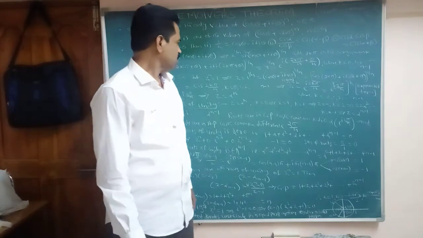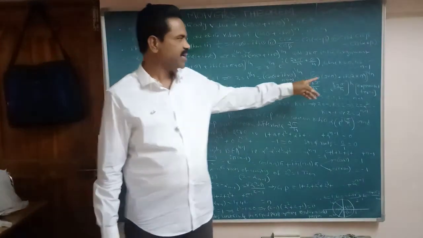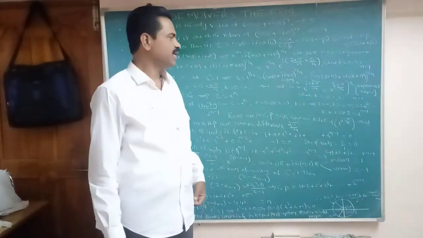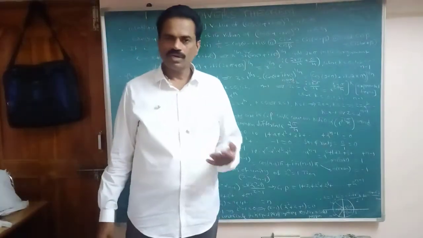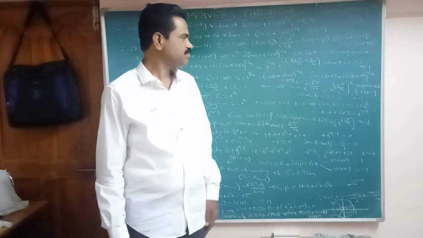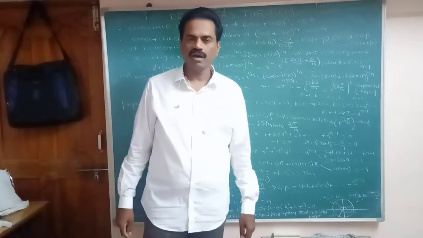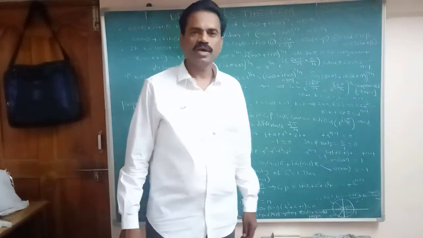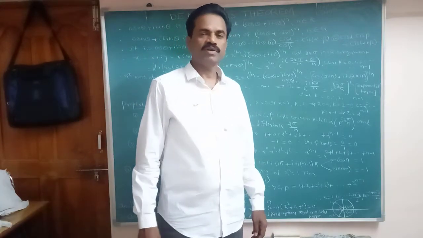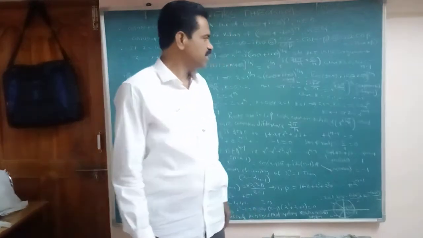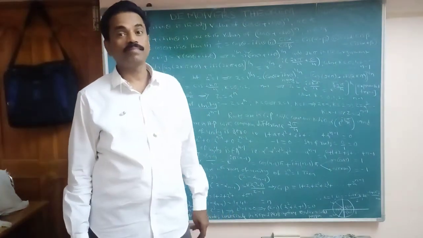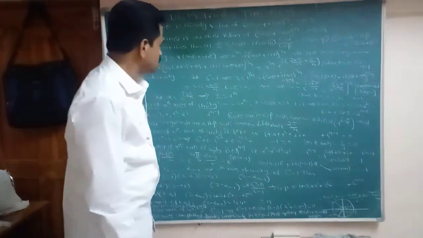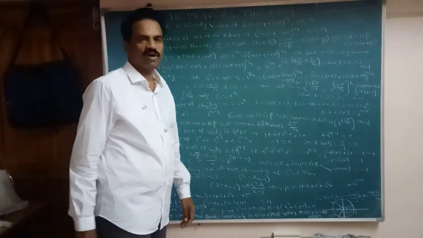So here we can write cis of 2k pi by n. So in Euler's exponential form, we can write z equals e power i 2k pi by n, where k equals 0, 1, 2, up to n minus 1. So what is the exponential form? z equals e power i 2k pi by n. Here k equals 0, substitute here, so z equals 1 will come here.